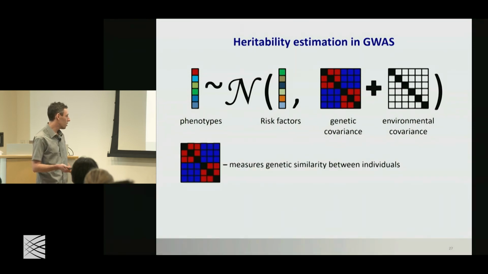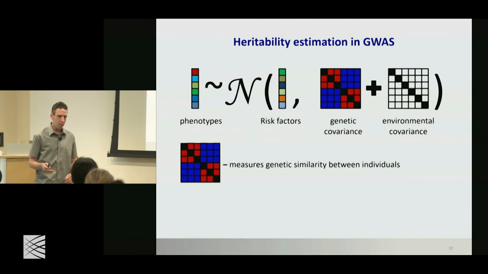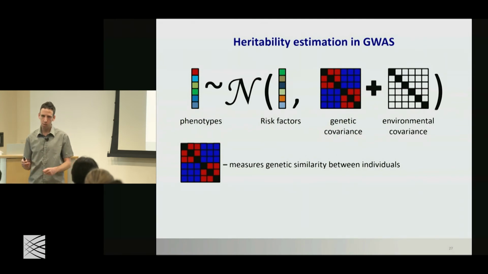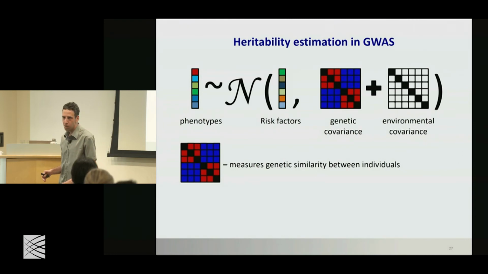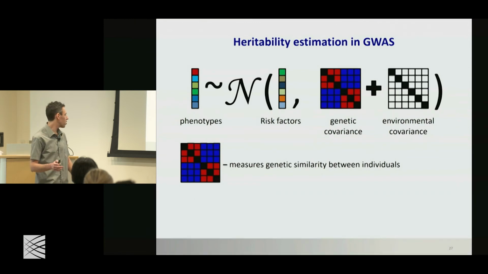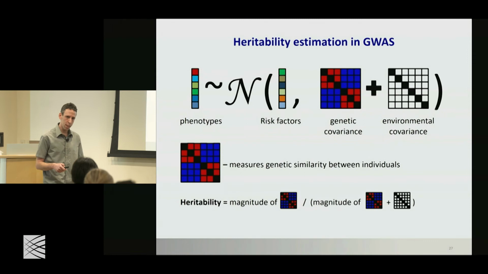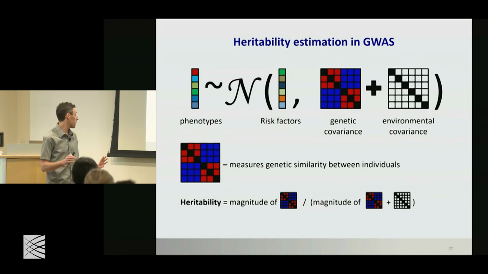The idea behind this model is actually very simple if you don't want to get into the math. We assume that individuals who are more genetically similar are also expected to have more similar phenotypes. That's the entire idea in a nutshell. So this matrix of genetic covariance is essentially just a fancy way to measure genetic similarity. Given all of this, we define heritability as the magnitude of the genetic covariance matrix divided by the magnitude of the sum of these two matrices. So this is the idea of genetic heritability.